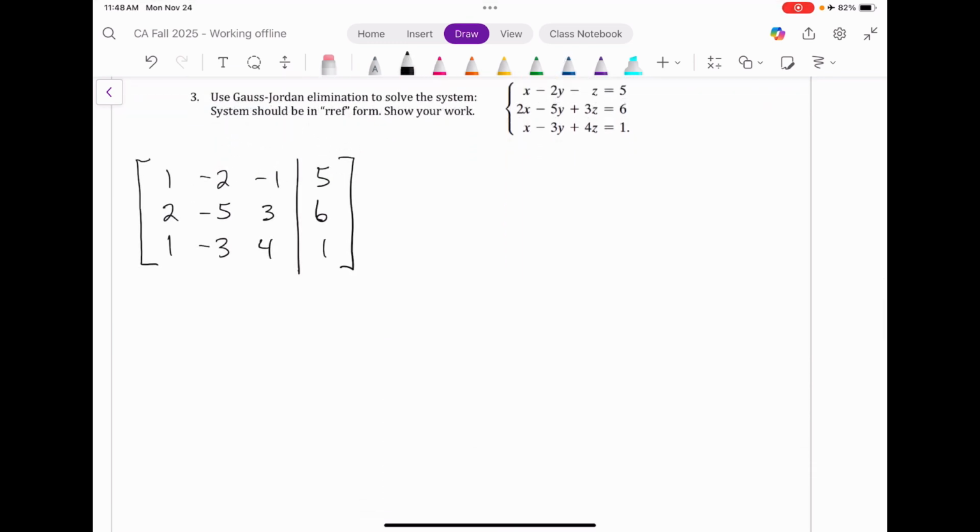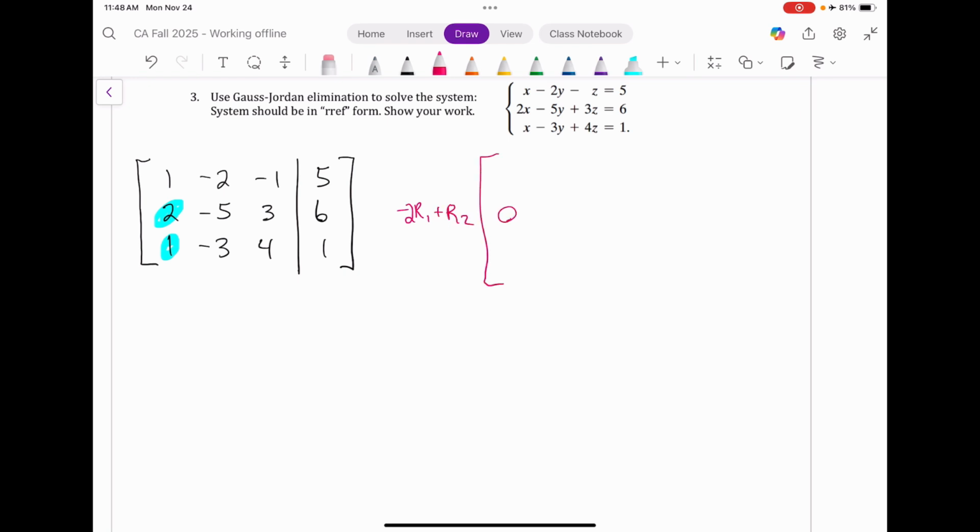All right, so here we have this system, and we want to solve it through Gauss-Jordan elimination. And so we start by putting the system into matrix form. And we want to get the zeros underneath that top one. So we'll do negative 2 times row 1 and add that to row 2.